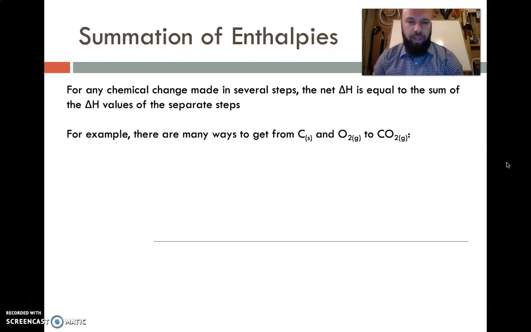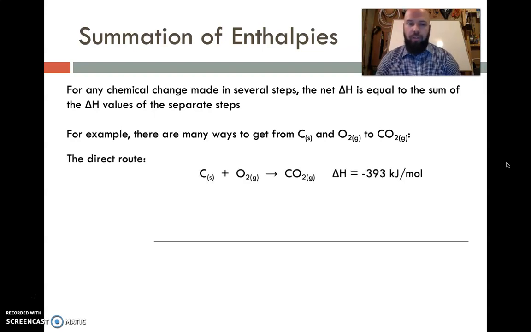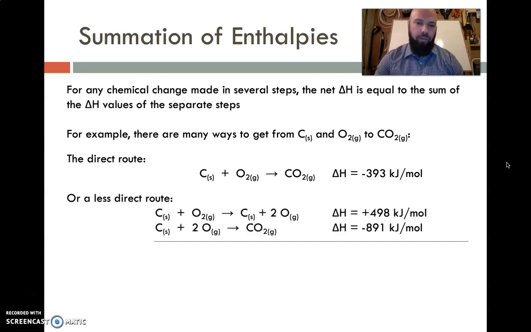So, for a chemical change, you could have several different steps or a direct path like I stated before. In this example, carbon and oxygen could combine to create carbon dioxide in a few different ways. The first would be just the direct route, where negative 393 kilojoules per mole is given off, meaning it's an exothermic reaction. Or you could have a less direct route where the diatomic oxygen breaks into radical oxygen, 2 moles of radical oxygen, by adding 498 kilojoules per mole in an endothermic reaction as a reactant.